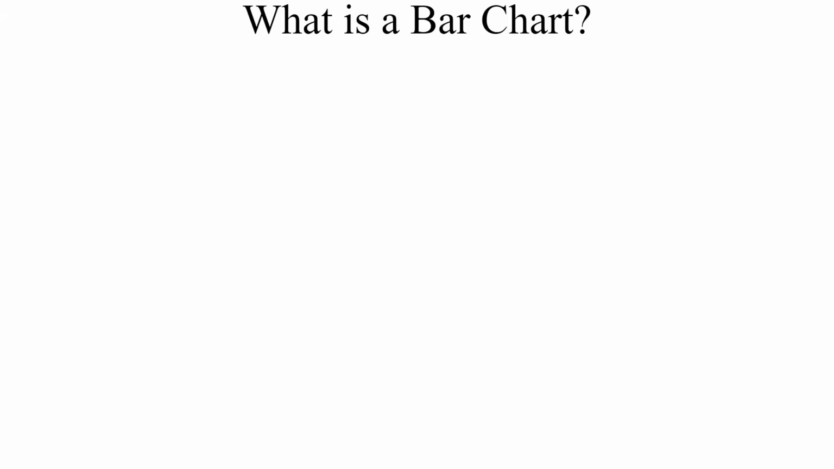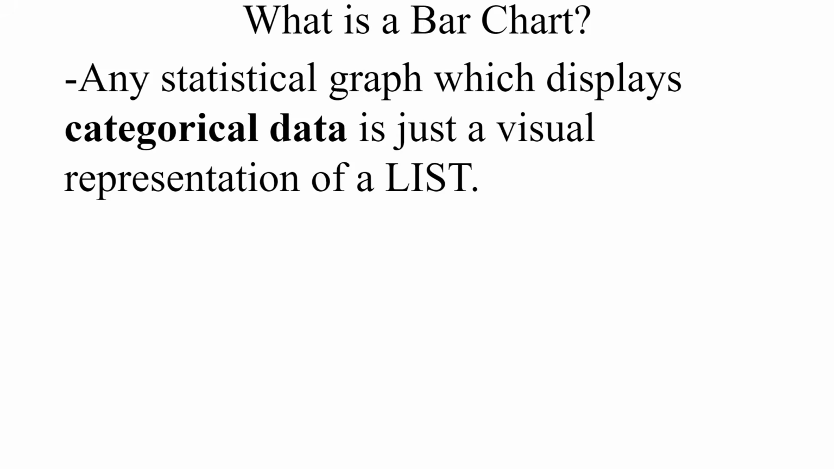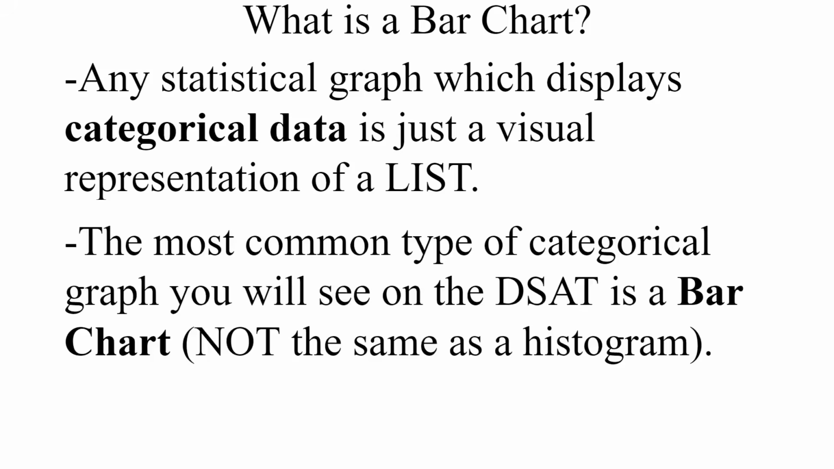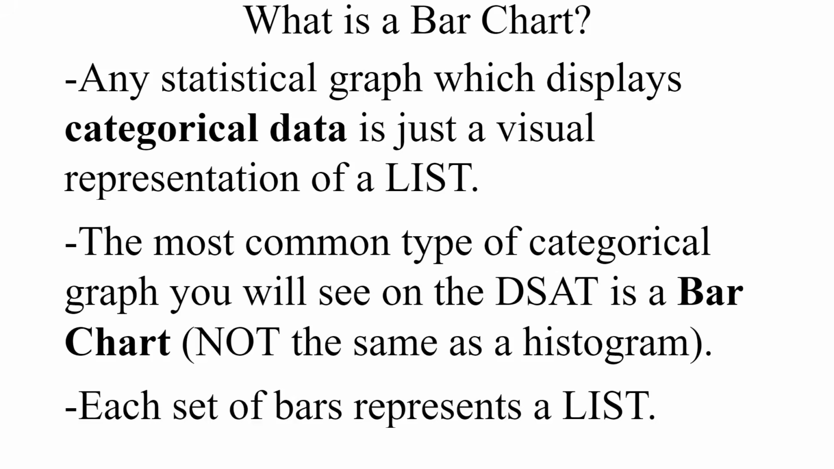Okay, maybe I should have done this at the beginning, honestly, but we're going to go over what's called a bar chart. A bar chart is any statistical graph which displays categorical data using bars. This is not the same thing as a histogram, and there are no frequencies. These are just glorified lists. These are essentially just lists. So each set of bars represents a list.